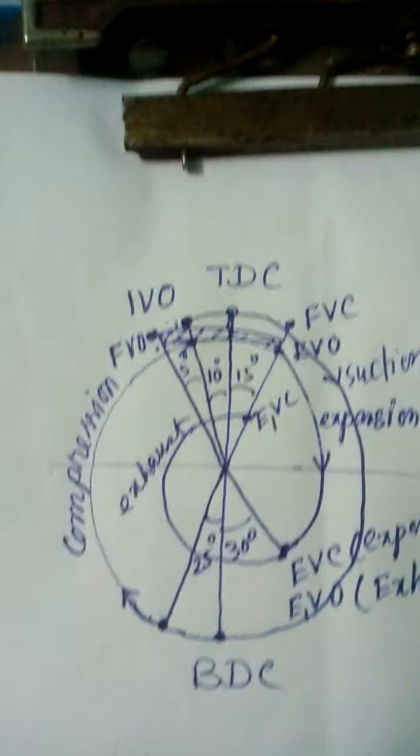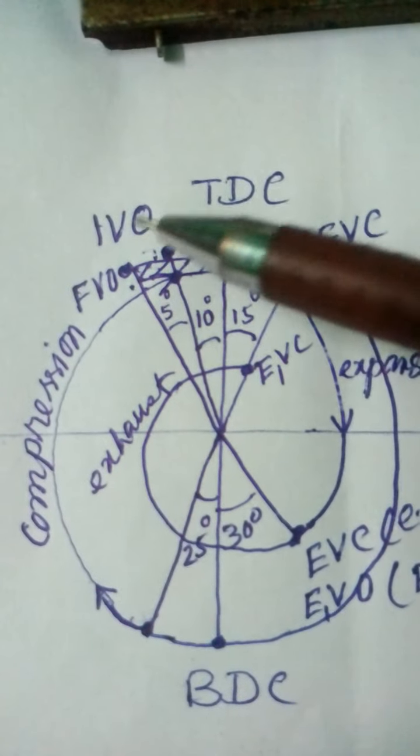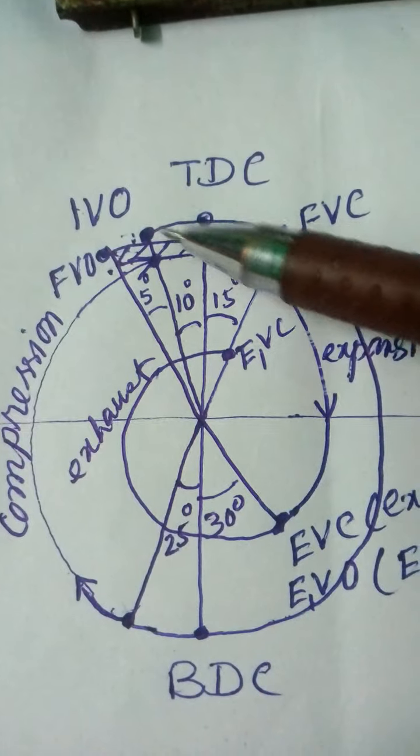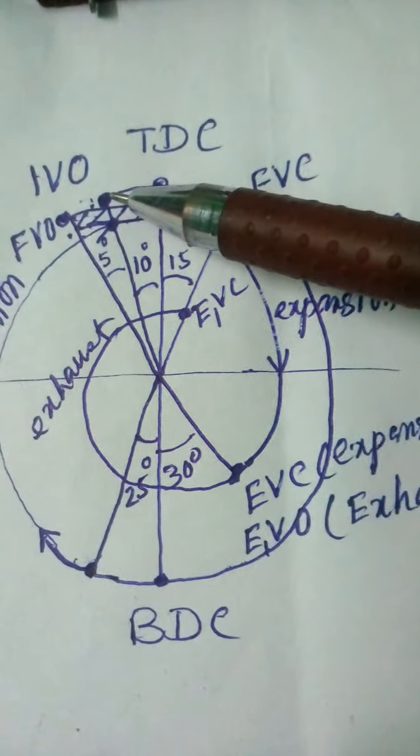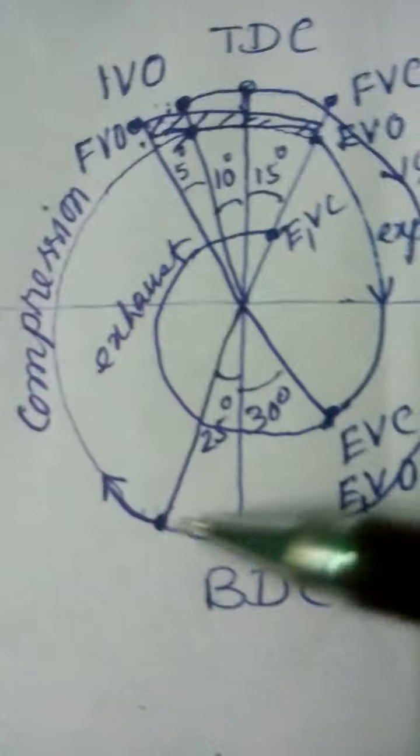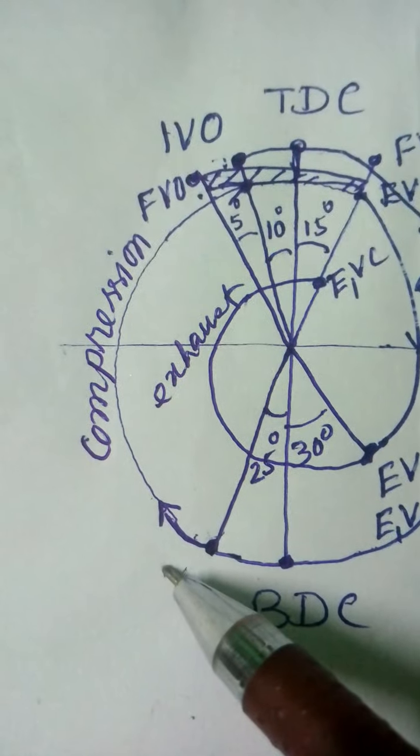Now this is the meaning of this. The inlet valve opens before top dead center, and the inlet valve closes 25 to 40 degree after bottom dead center. So actually this is where the inlet valve closes.